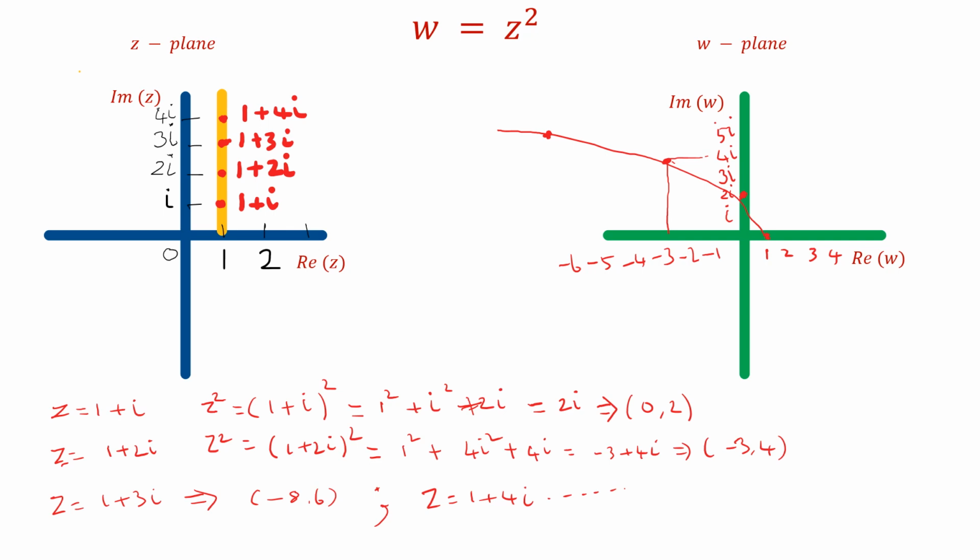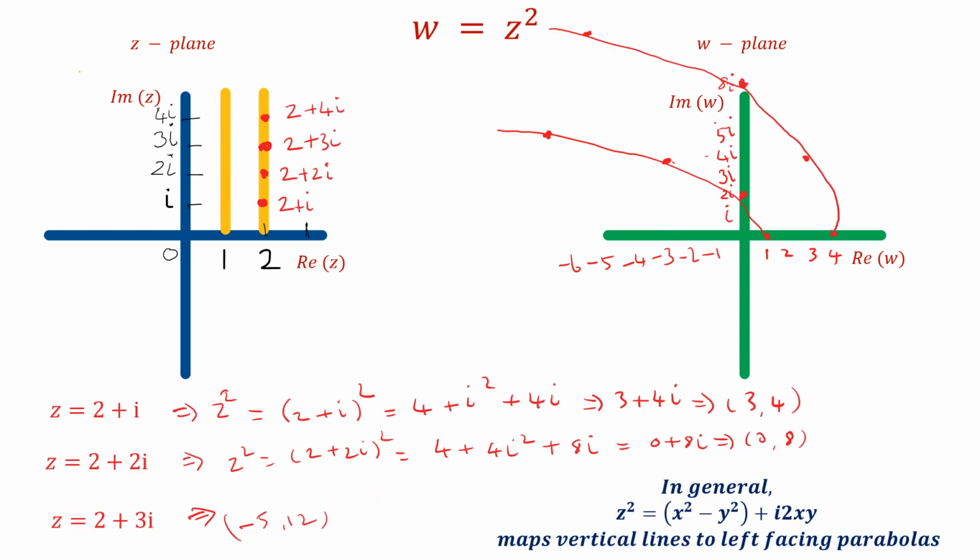So likewise, we can compute for other values of z, that is z is equal to 1 plus 2i, and we can find z square, that will give the ordered pair of minus 3 comma 4, which is also marked in the second quadrant of the w plane, and we have z is equal to 1 plus 3i as minus 8 comma 6, which is also marked in the w plane. So if you connect all these points, we get a left facing parabola. So a vertical line in the first quadrant of z plane is mapped in the w plane as a left facing parabola.